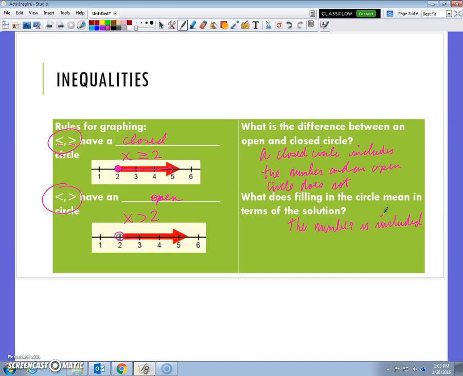All right, number is included. I guess what we could add to this top question would be a closed circle also gets the little bar underneath the inequality, and the open circle does not. It's just a greater than or a less than. Okay, so that's really the big point, I guess, to keep in mind. Take a look at some examples now.